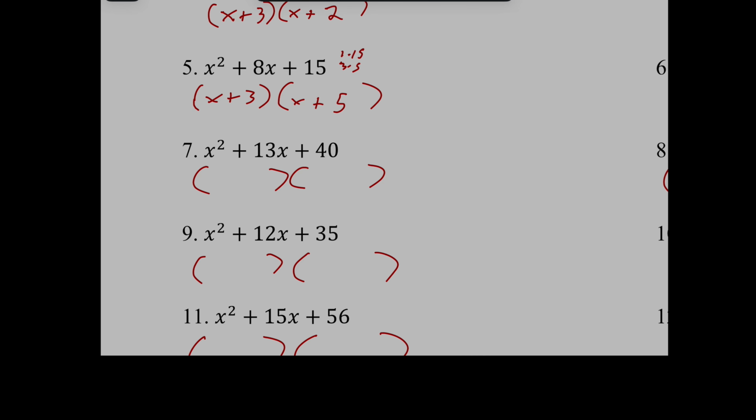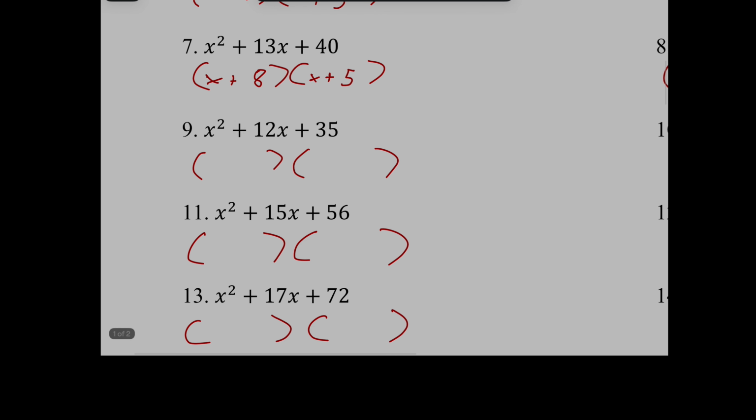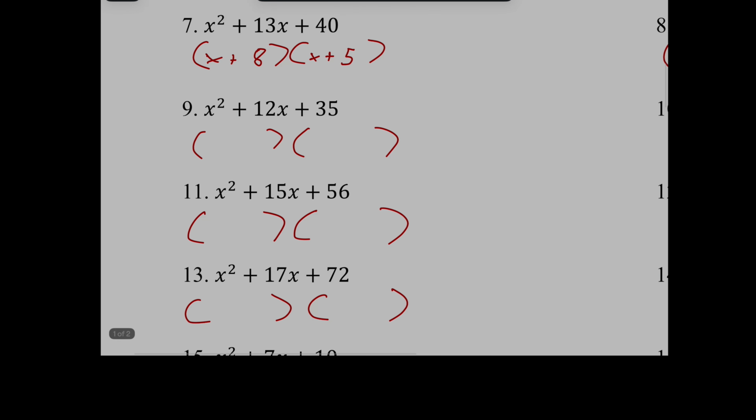Okay, so right here, third term is positive. Signs will be the same. Take the sign of the middle, which is a plus. And then factors of 40 add to 13. That's going to be 8 and 5. This is why we need to know your multiplication table. You don't want to go to the calculator for all this. This is going to take too long.